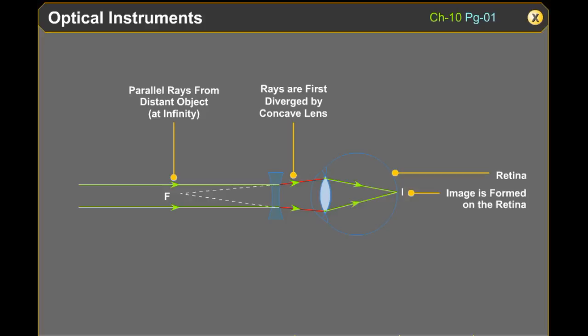Concave lenses used for correcting myopia should be of such a focal length that they produce a virtual image of the distant object at the far point of the myopic eye.